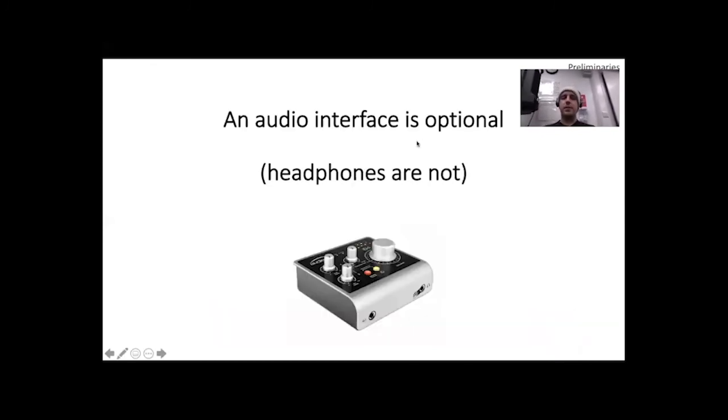An audio interface is optional. They look like this, and they're connected to the computer via USB or sometimes FireWire, as it's called. And they allow you to connect microphones and guitar leads and stuff into the computer. So if you've ever tried home recording, you probably have used one of these. But if you don't have one, it doesn't matter. You can easily use the internal microphone and headphone socket of your computer.